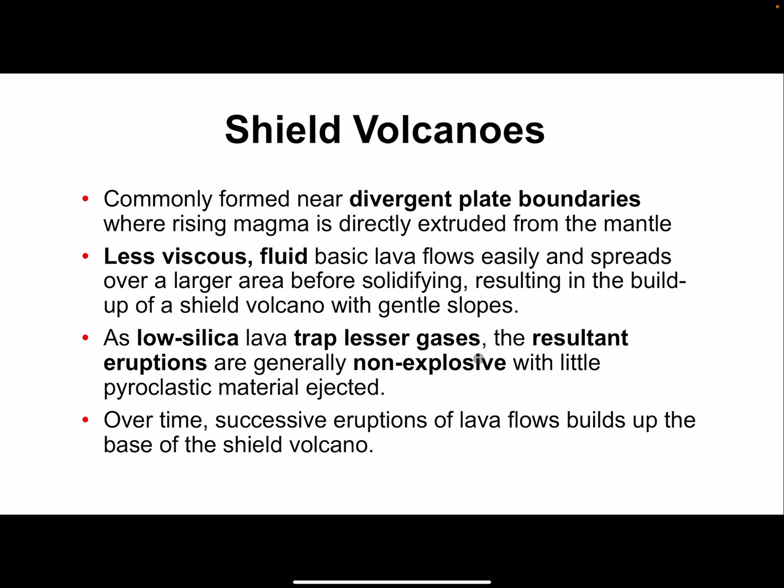So where do you find them? Once again, you find them near divergent or constructive plate boundaries. How do they get so wide? Because the lava is able to flow very quickly. It has low silica content. It doesn't trap gases. So when you have eruptions, they are very gentle. Okay, they're like bubbling, like when you boil something that is very thick. It just bubbles, bubbles, bubbles. It never has that gigantic boom or explosion. So this is the key thing about shield volcanoes.